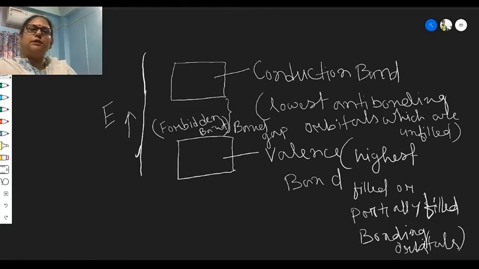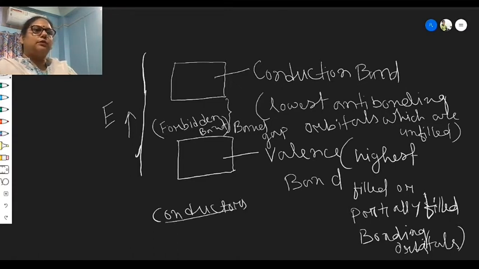That means in band theory we consider three types of band. One is the valence band, another is the conduction band, and another is the forbidden band. In between the valence and conduction band we have the forbidden band. In some books it is written as band gap also. The meaning of band gap is that in this energy range we have no orbitals. That means in the forbidden band we have no orbitals having this much energy.